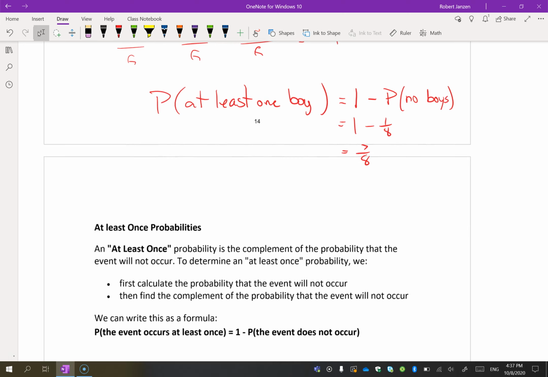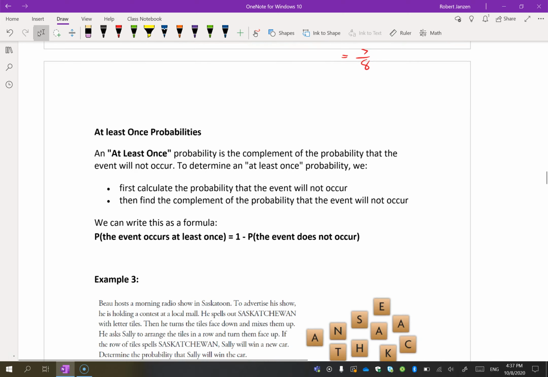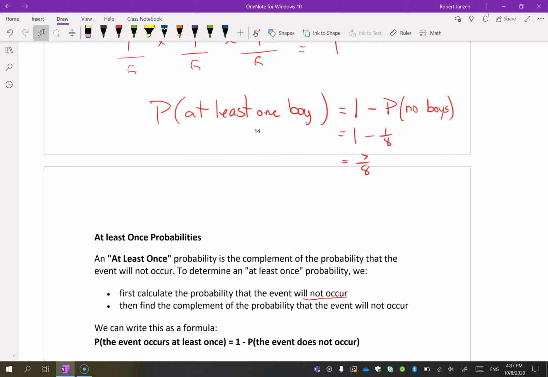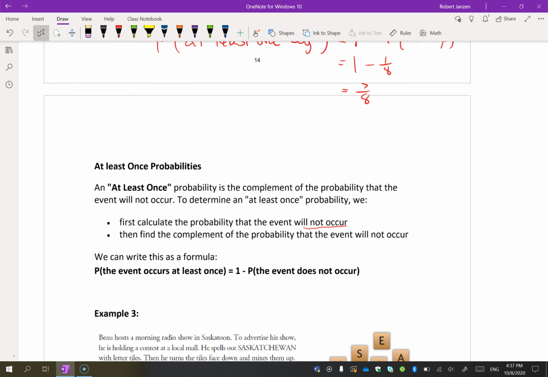Let's talk a little bit more about this at least once idea. At least once probability is the complement of the probability that the event will not occur. To determine at least once probability, we first calculate the probability that it will not occur, and then subtract it from 100%. That's what we did up here. If we want at least one boy, that's like saying we want every other scenario except for no boys. So we go 1 take away no boys. Okay, so that's the complement idea.